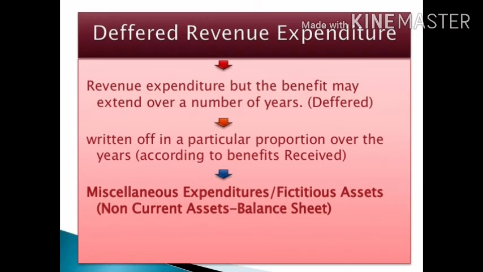Next, I move on to deferred revenue expenditure. It is revenue expenditure, but the benefit may extend over a number of years. That is deferred. It continues for a long period of time. Written off in a particular proportion over the years according to the benefits received. It is shown as miscellaneous expenditure, like fictitious assets such as goodwill, under non-current assets in the balance sheet.